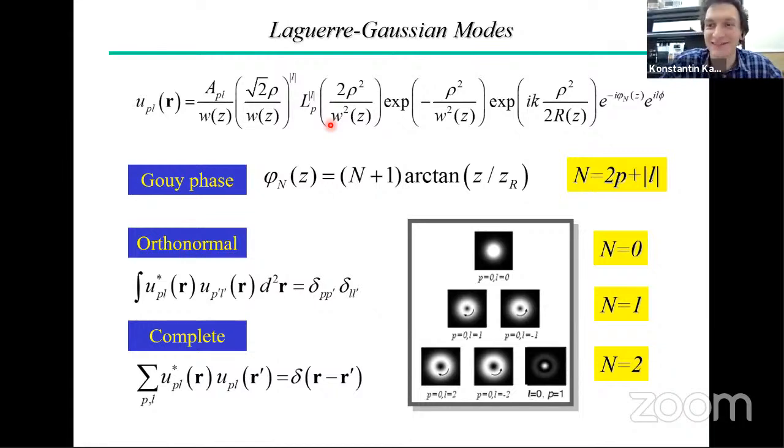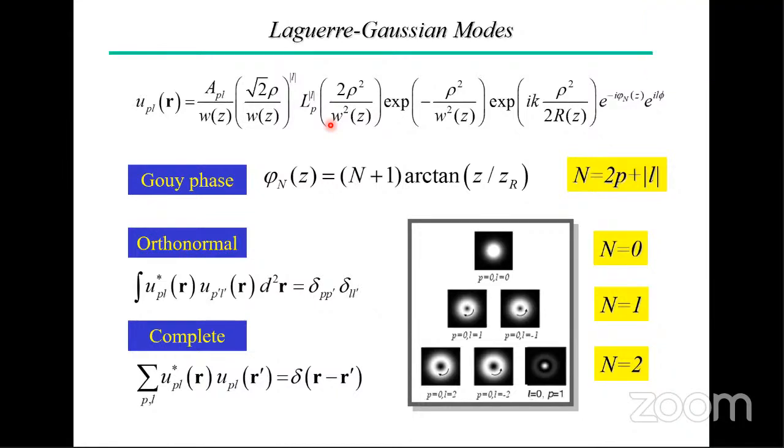Ranjit, please. Yeah, thank you for your presentation. I have a question related to the degree of polarization. What is the value of the degree of polarization at the output of the nonlinear crystal?